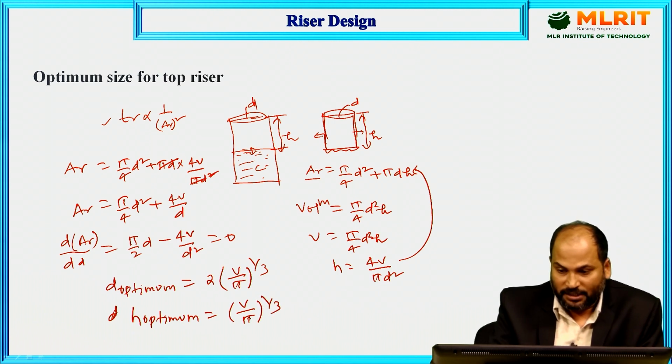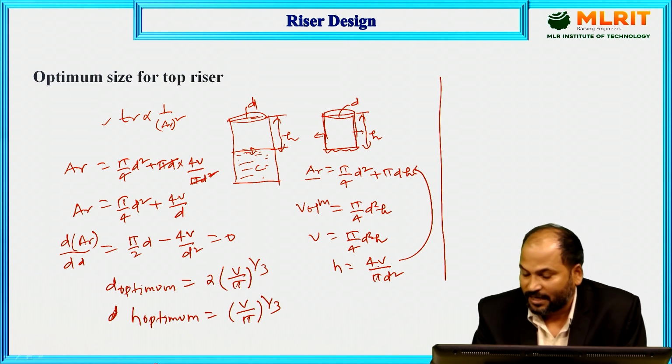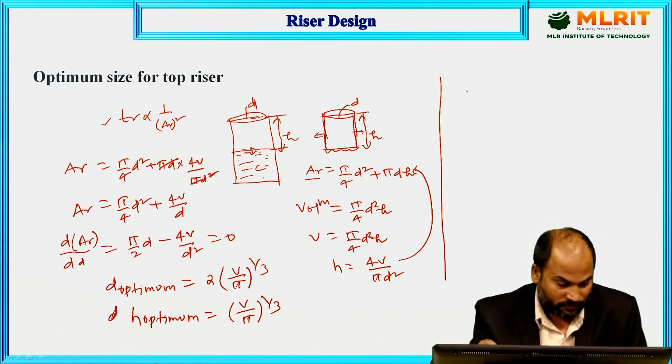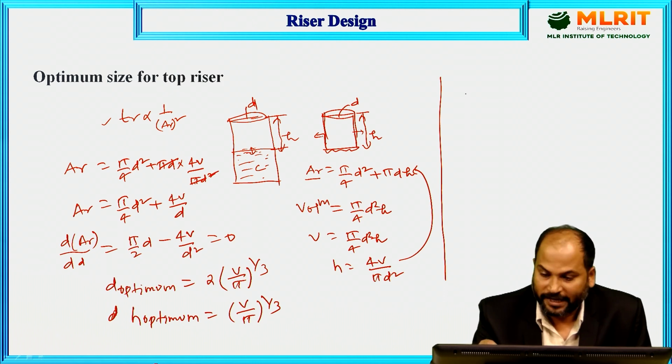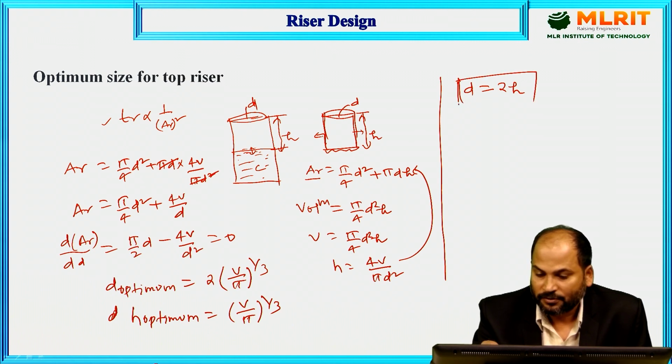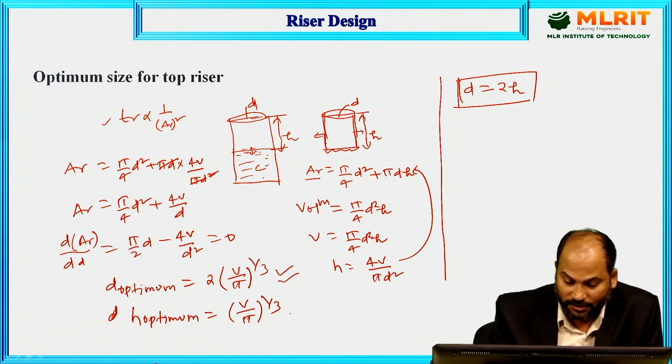So from here we can see that d is equal to twice of h. We can write diameter is equal to twice of h. So these three expressions are very important that we need to remember.